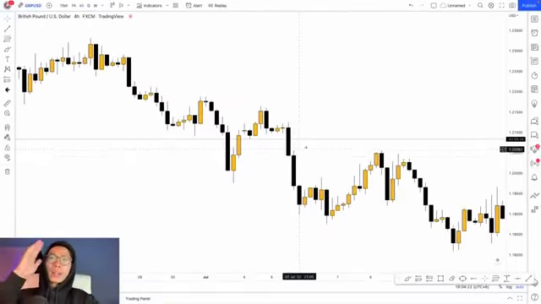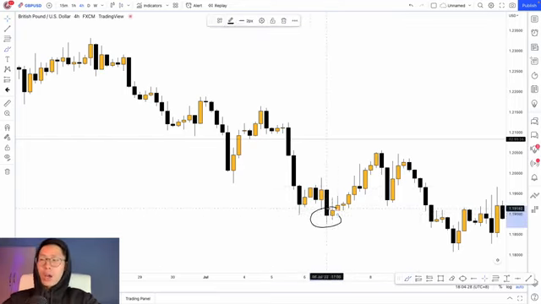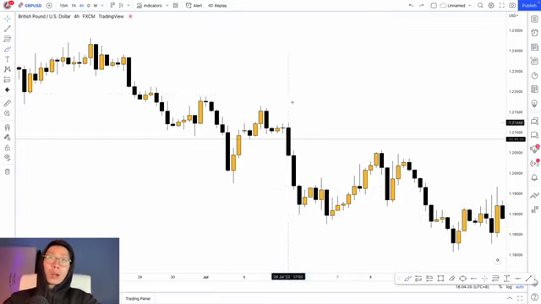Here's what it will look like in the downtrend. So in the downtrend, price did this beautiful down move, right? And you cannot enter right here, because if you enter right here, your stop loss must be all the way up here. So what you want to do is to wait for price to retrace first.